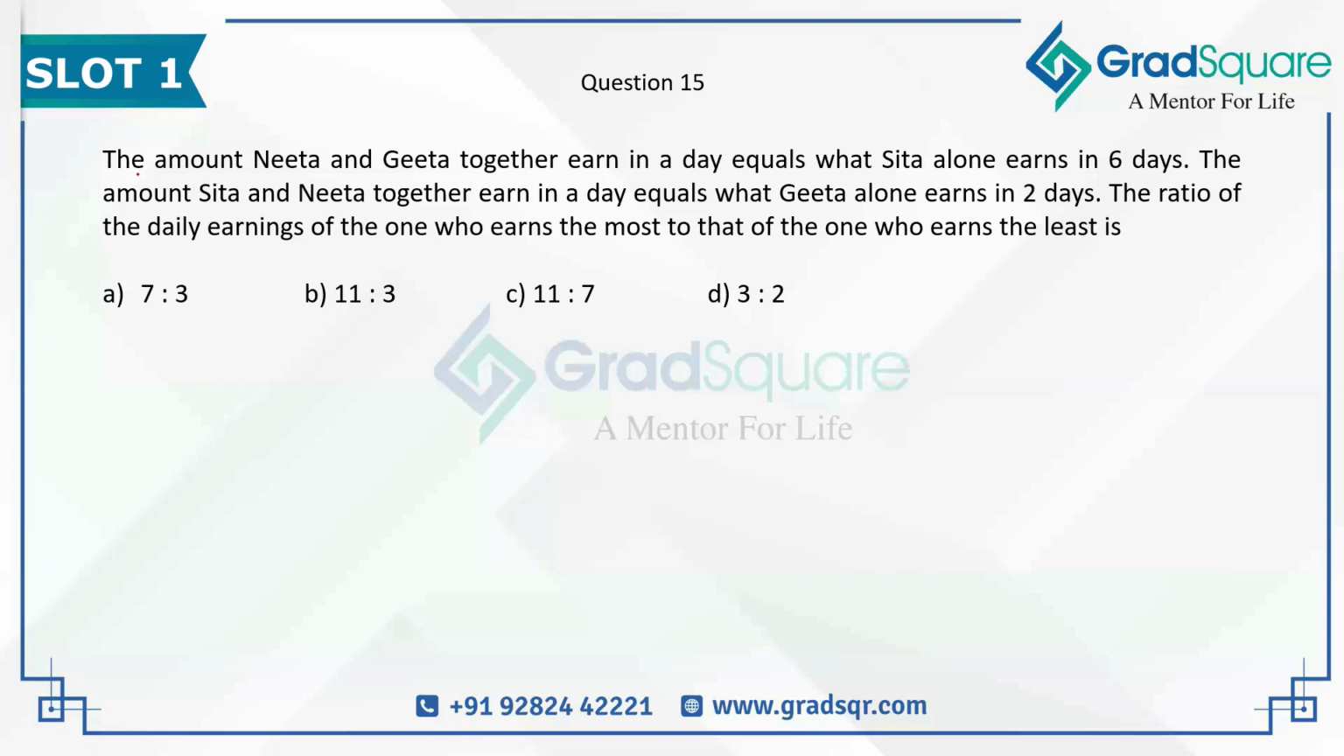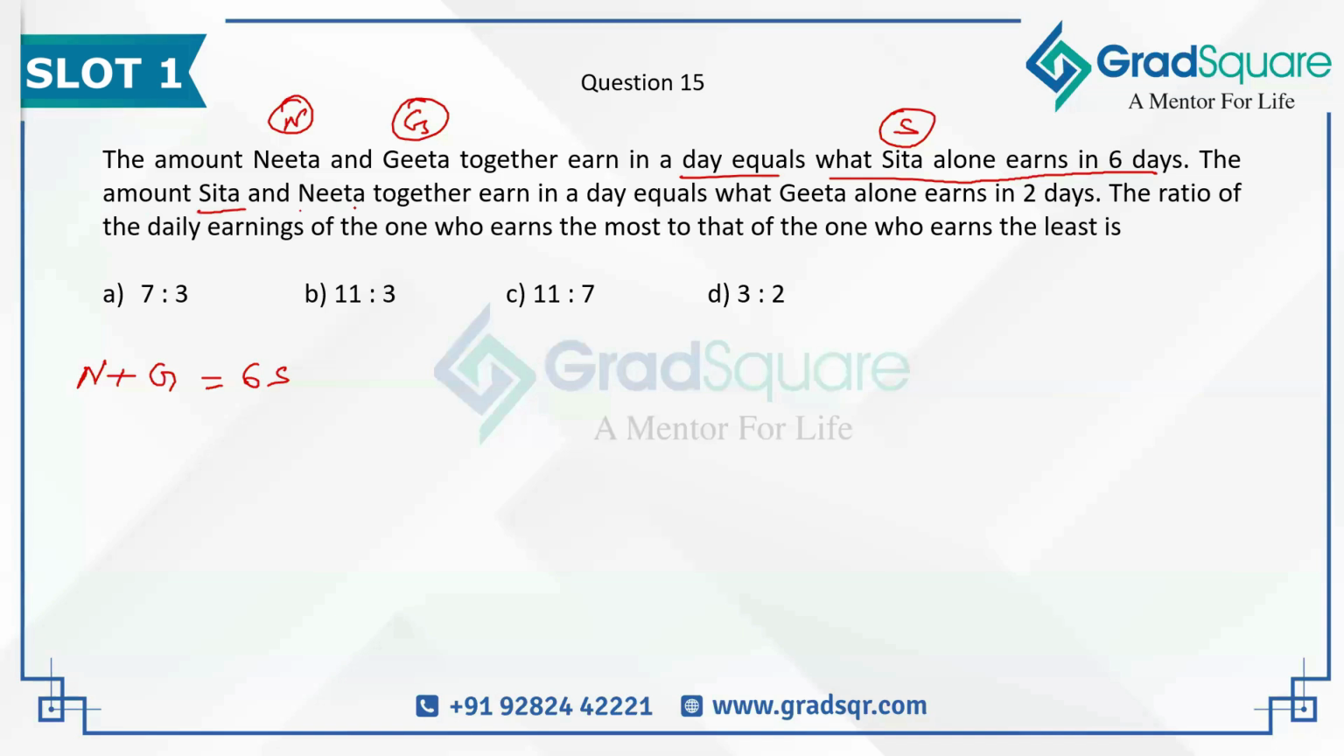Let's have a look at this. The amount Neeta and Geeta together earn in a day is equal to what Sita alone earns in 6 days. Let's say Neeta earns N amount of money per day, Geeta earns G amount per day, and Sita earns S amount per day. So the amount Neeta and Geeta together earn in a day is equal to what Sita gets in 6 days. So this should be 6 times S.